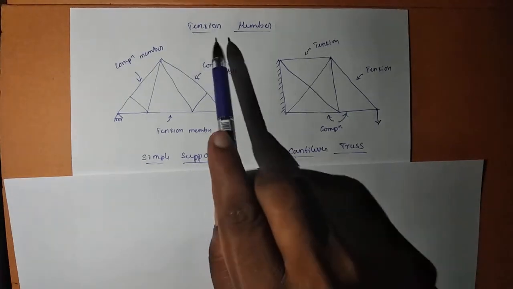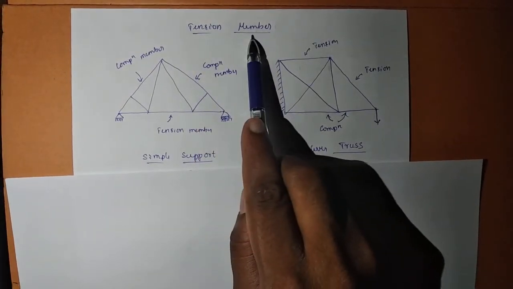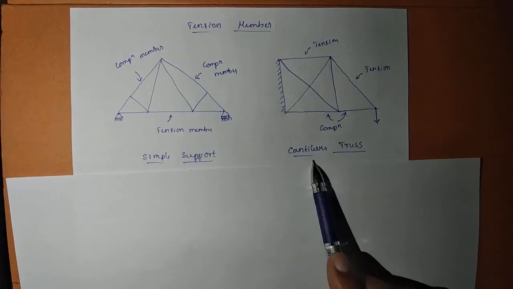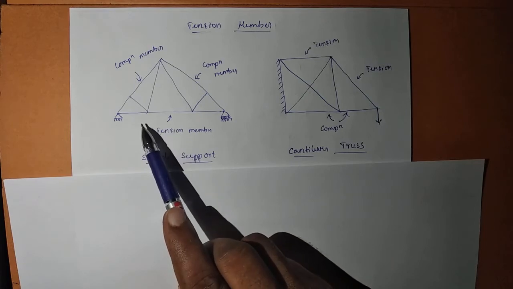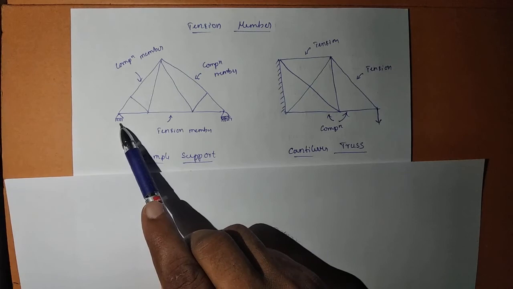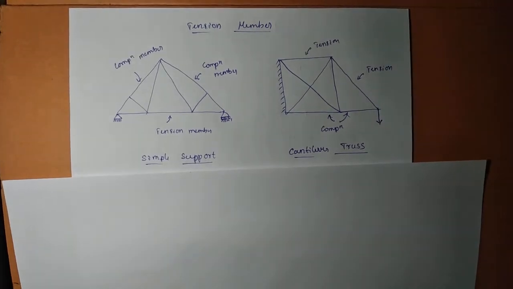In this session, we're going to discuss the design of tension members. This is the simply supported truss. This is the cantilever truss. In the case of a simply supported truss, the truss is simply resting over two supports. One is a hinge support, another one is a roller support.